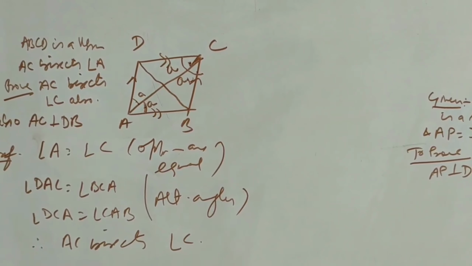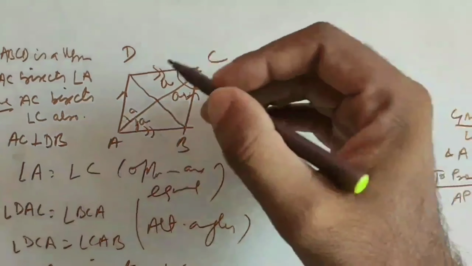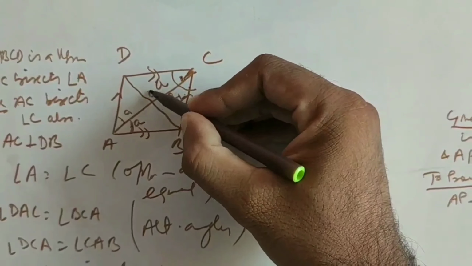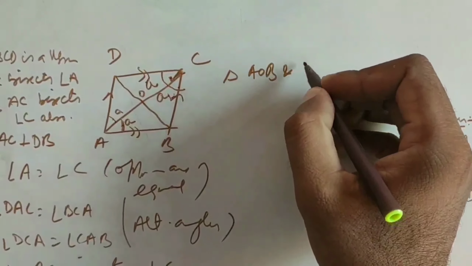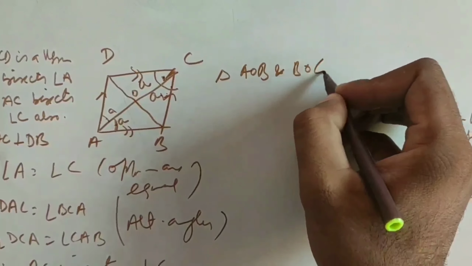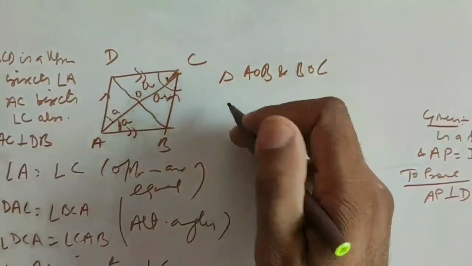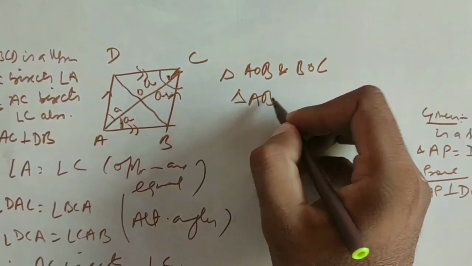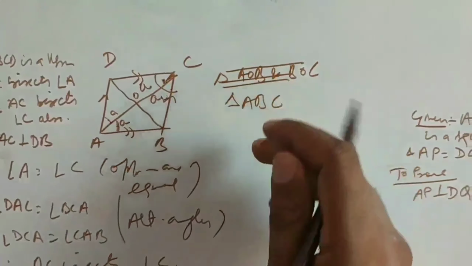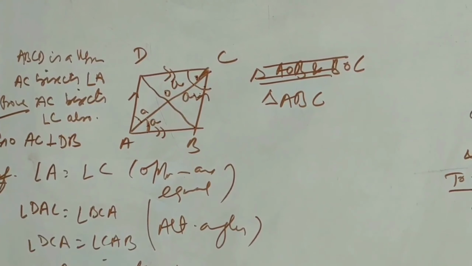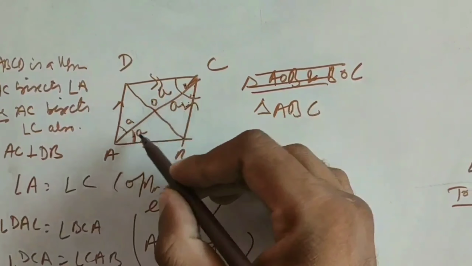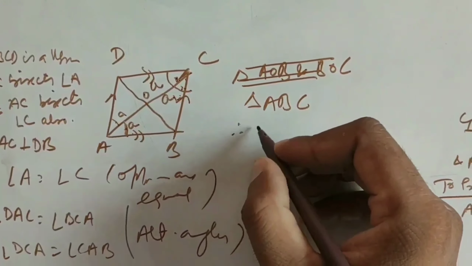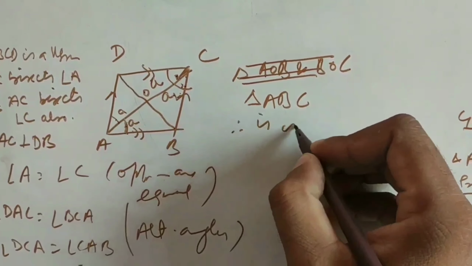Now we need to prove that AC is perpendicular to DB. Suppose this point is O. Now consider triangle AOB and BOC, or you can also consider triangle ABC. Consider triangle ABC rather than these two. In triangle ABC, these two angles are the same. These are the base angles. So therefore triangle ABC is isosceles.